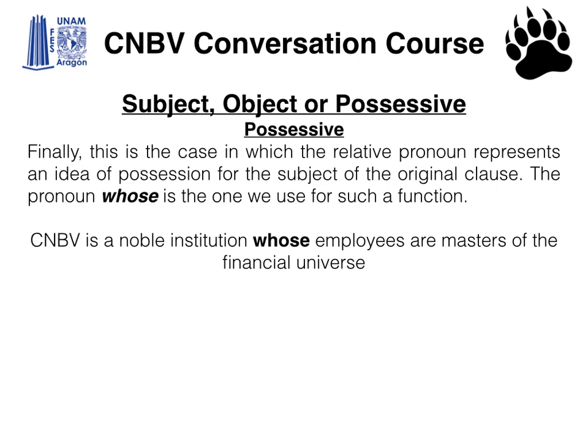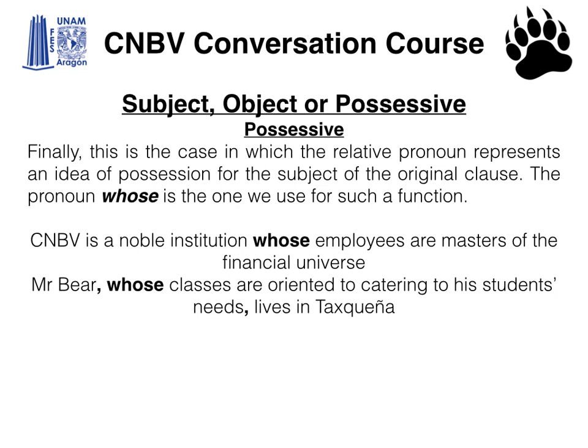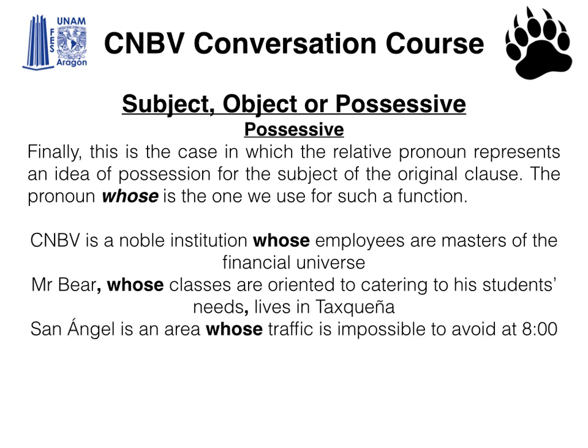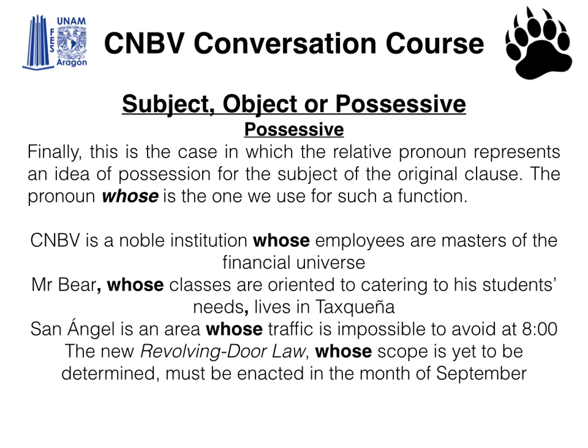For example, CNBV is a noble institution whose employees are masters of the financial universe. Mr. Bear, whose classes are oriented to catering to his students' needs, lives in Tasqueña. San Angel is an area whose traffic is impossible to avoid at 8 o'clock. And the new revolving door law, whose scope is yet to be determined, must be enacted in the month of September.